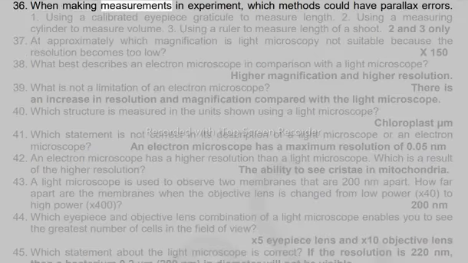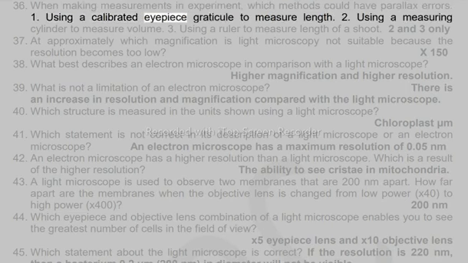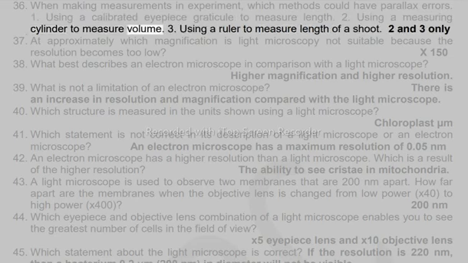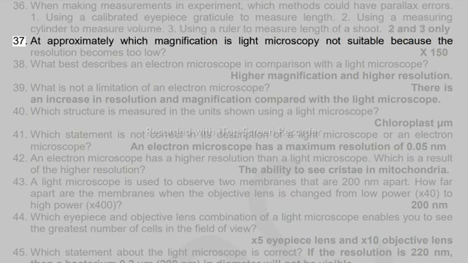36. When making measurements in an experiment, which methods could have parallax errors? 1. Using a calibrated eyepiece graticule to measure length. 2. Using a measuring cylinder to measure volume. 3. Using a ruler to measure length of a shoot. Answer: 2 and 3 only.